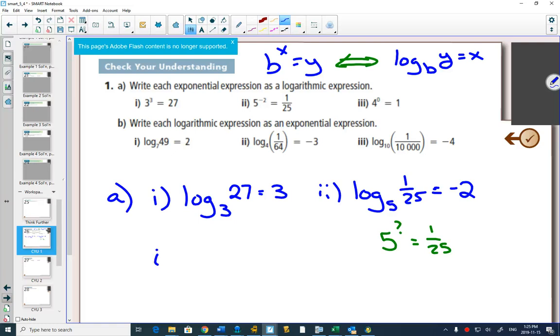And part 3, 4 to the 0 equals 1, so log base 4 of 1 equals 0.